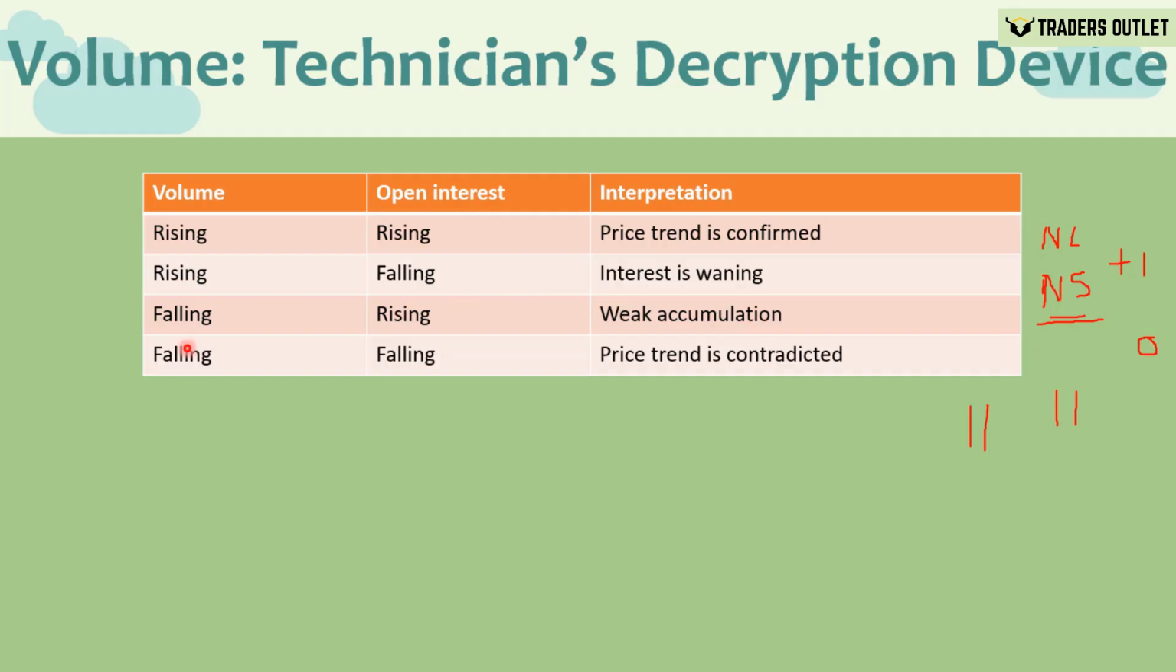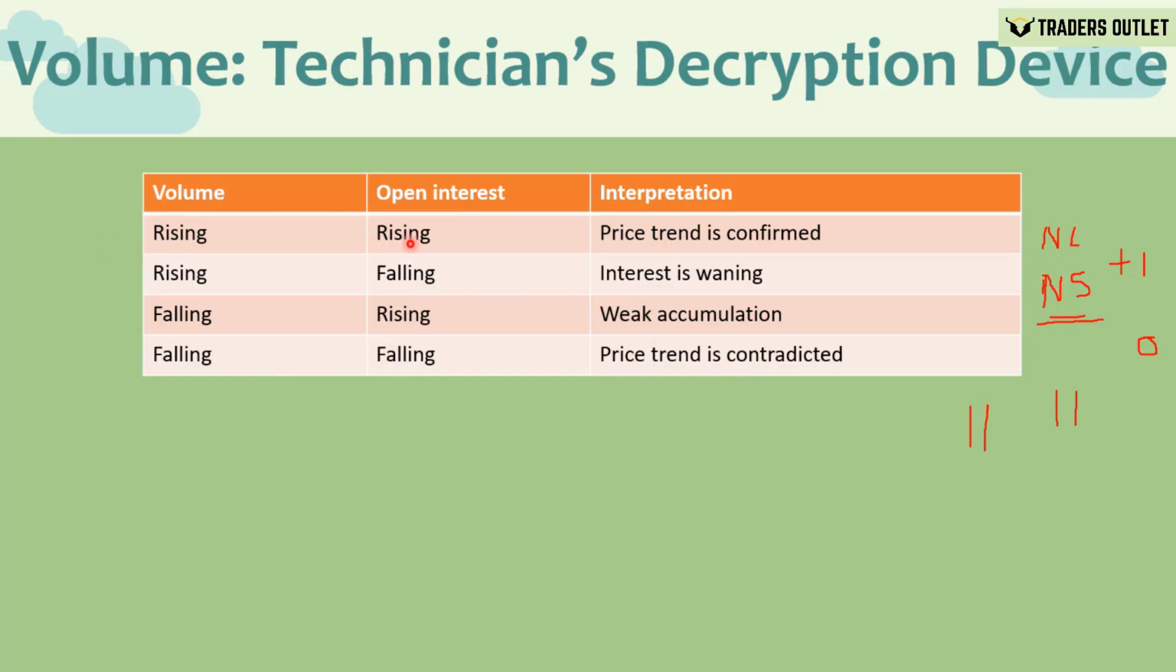And if we have a situation where volume and open interest are both falling, that means the price trend is contradicted. If it's an upswing, it may be turning into a downswing or a flat, sideways zone, or if it's a downswing, it may be turning into an upswing or again a sideways zone. So that is how volume and open interest are related, right?